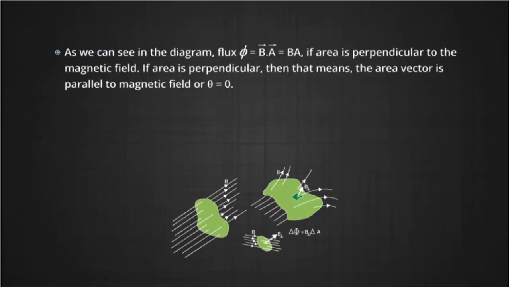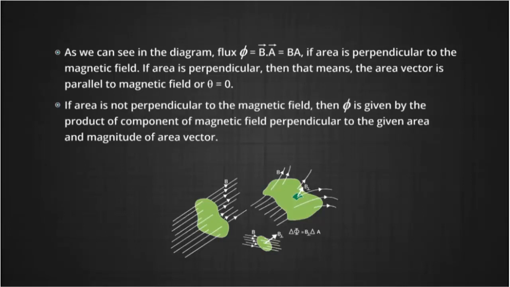As can be seen in the diagram, flux phi is equal to B dot A, which is again equal to BA, if area is perpendicular to the magnetic field. If area is perpendicular, that means the area vector is parallel to the magnetic field, or theta is 0 and cos 0 is 1. If area is not perpendicular, then phi is given by the product of component of the magnetic field perpendicular to the given area and magnitude of area vector.